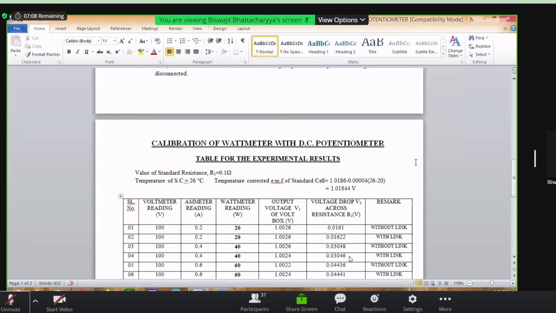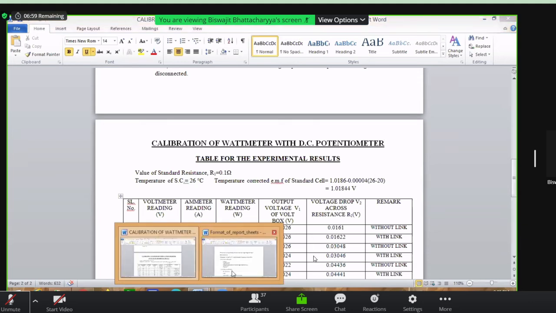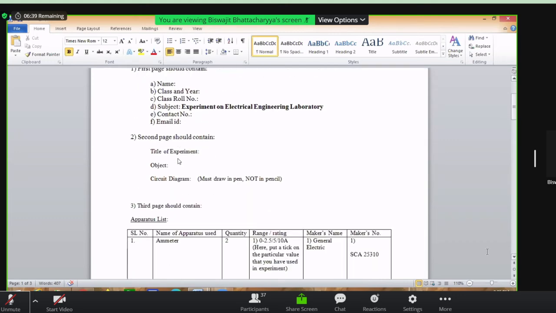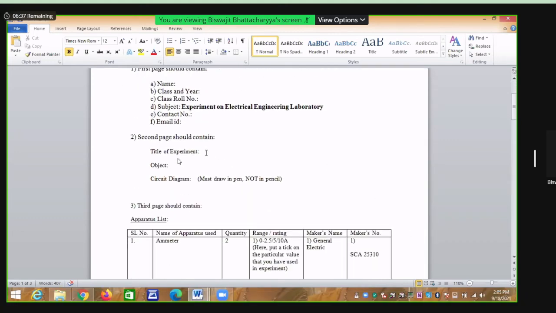Don't worry, I shall give you this material, that is the instruction sheet, and I shall give you one more sheet. This is the format of the report: how to write your report on experiments of the electrical engineering laboratory, that is in measurement laboratories. So the first page should contain your name, class, year, all such things, and the subject will be experiment on electrical engineering laboratory. The second page will be the title of the experiment.